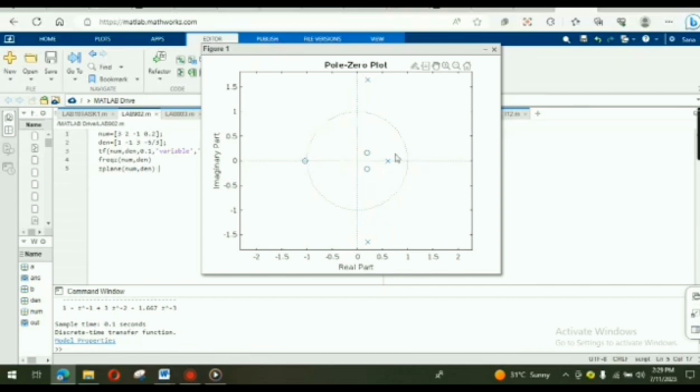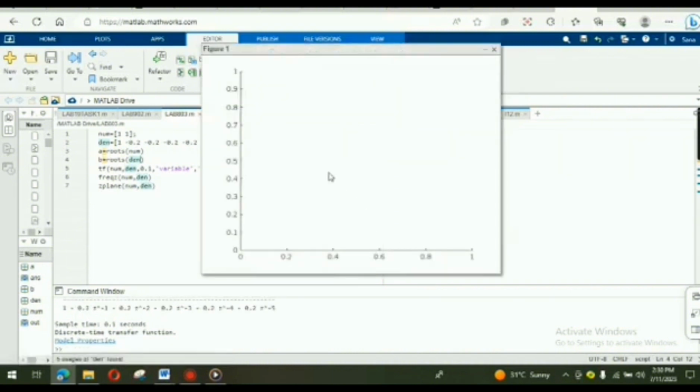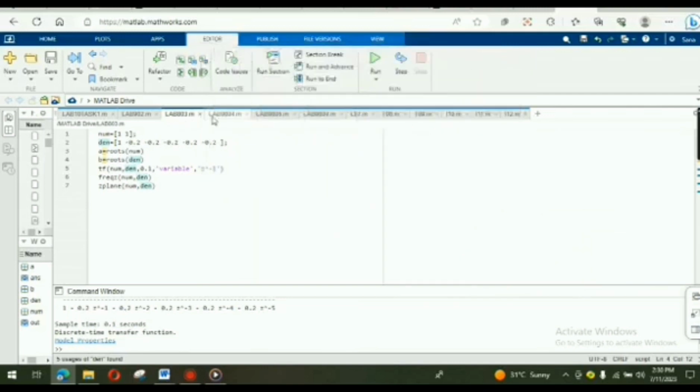Here the circle is for zeros, but we don't have to check the zeros, we just have to check the poles, and they are outside the unit circle, so the system is unstable. Okay, now let's see the next lab task. Let's run. Here we have five poles, and all the poles are inside of the unit circle, so we can say the system is stable.